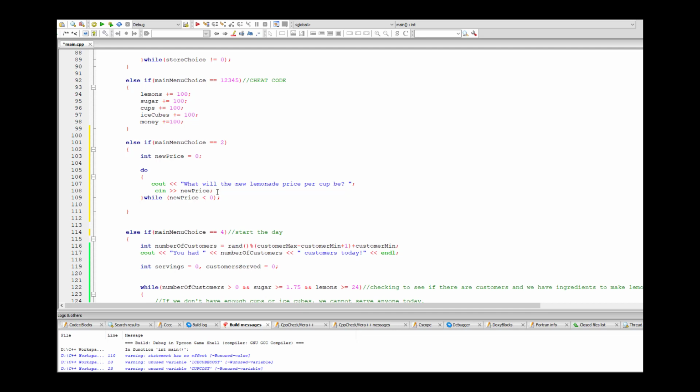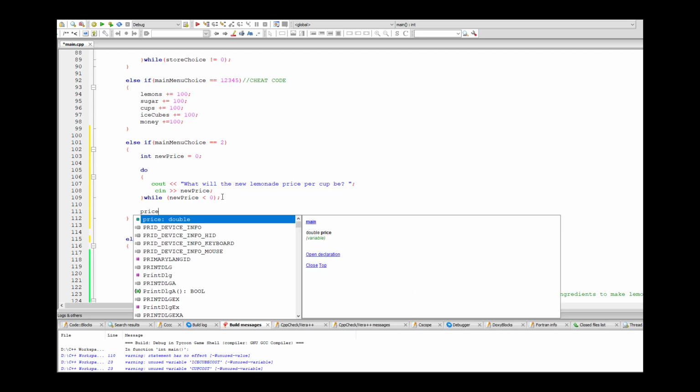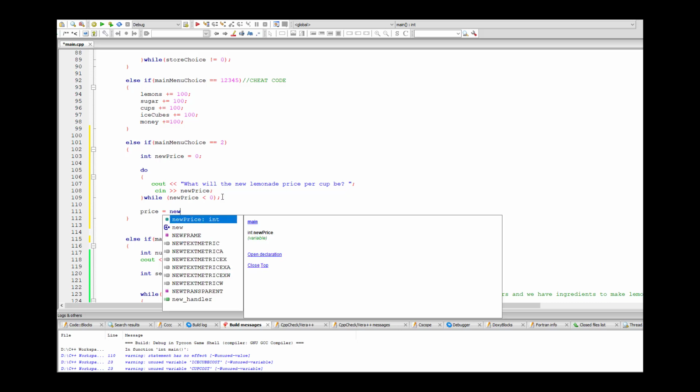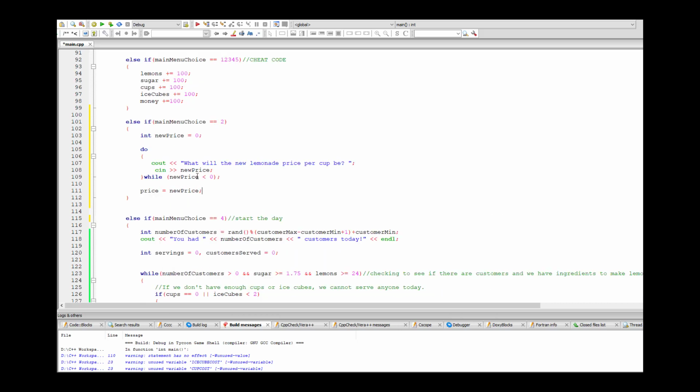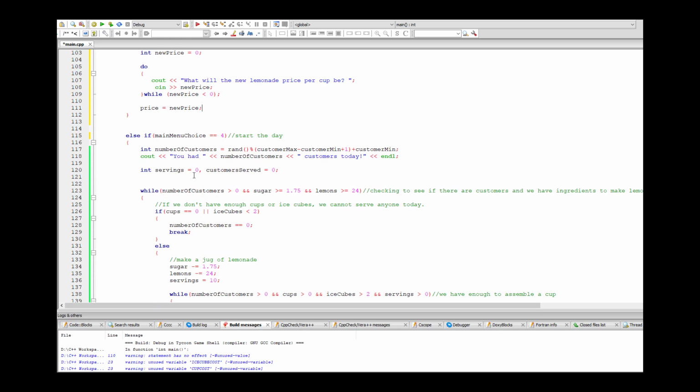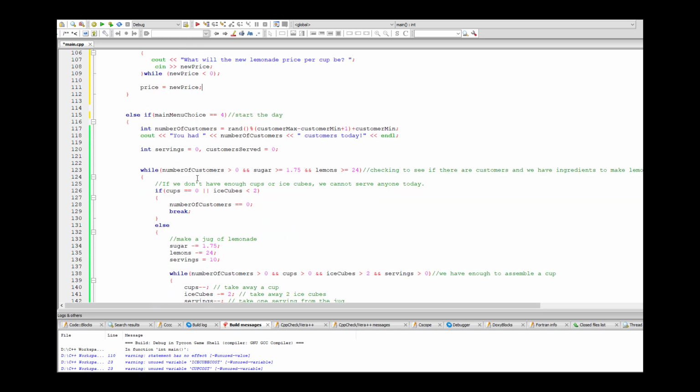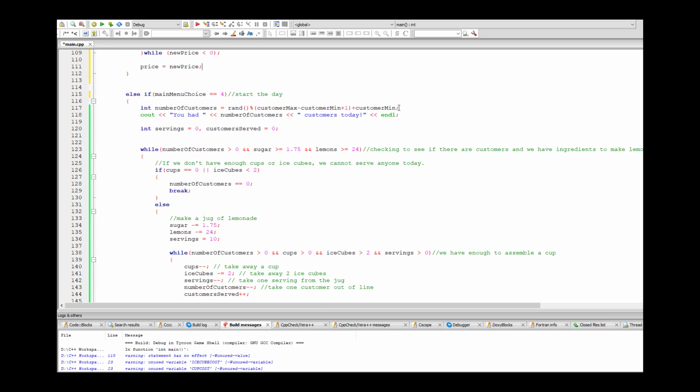Now, if they put any price they want, like if they put $100, then it'll actually accept it. Okay, so once we get out of here, then we'll say the price is equal to the new price. Okay, and by doing that, it allows our player to set the price. Now, there's going to be some penalties for that, though. All right, so the way we're going to do it is we're going to go to start the day, and the price will affect the customers.